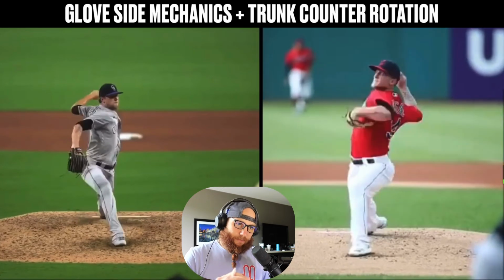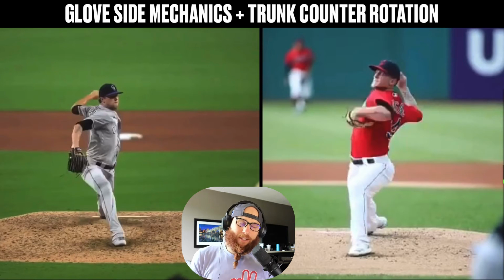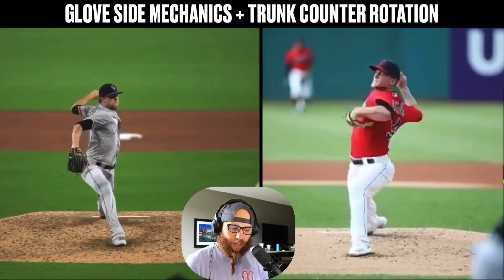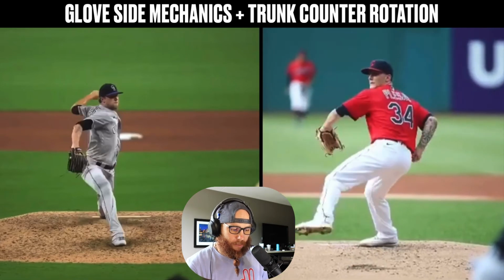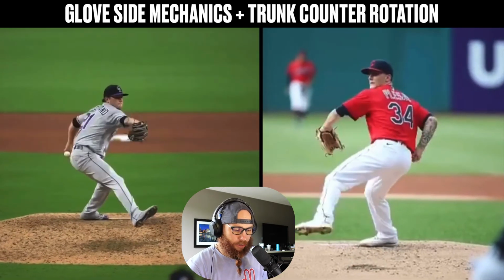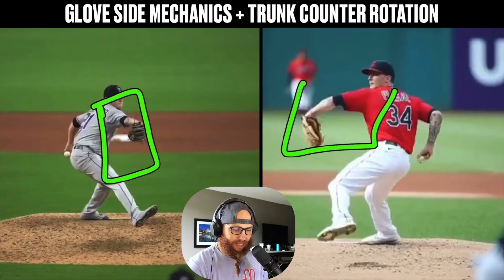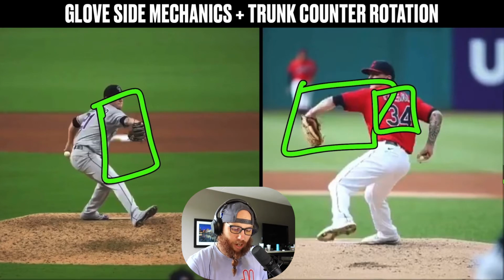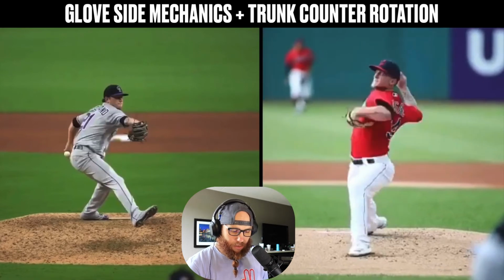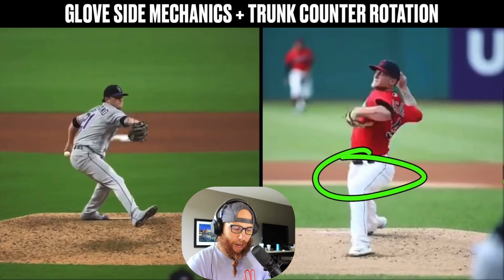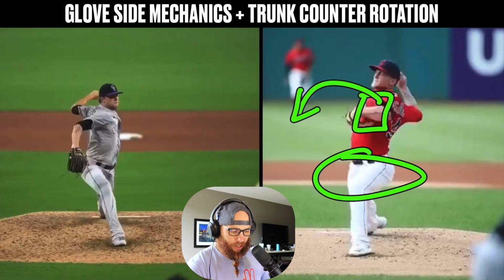Obviously there are multiple layers and multiple components that factor in on the difference of the glove side. But I just wanted to make this video on how Freeland, who's a little bit more linear with his glove side compared to Plesac, who's clearly counter rotating his trunk, but getting into exactly the posture that we want when he anchors down with his front foot. Same with Freeland over here.